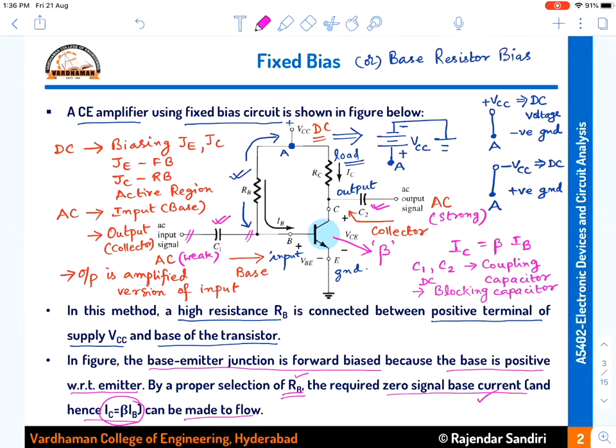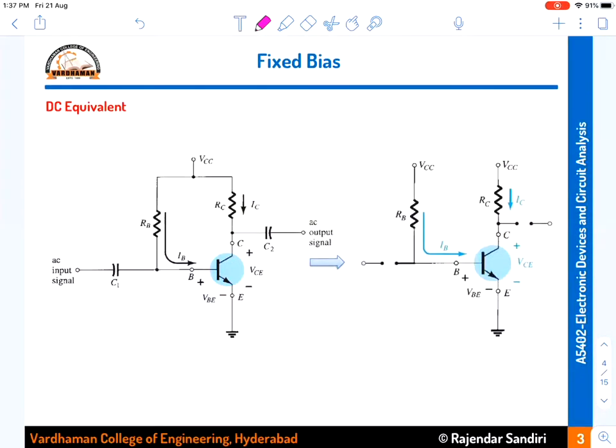Okay, so this is the circuit diagram. Now what we have to do is fixed bias. The fixed bias circuit diagram has one resistor RB which is connected between the positive terminal of the battery and the base of the transistor. Now this circuit has AC input as well as DC input, but we are now seeing the effect of only DC. Therefore, we have to draw the DC equivalent circuit of this fixed bias. The next slide shows you the DC equivalent.